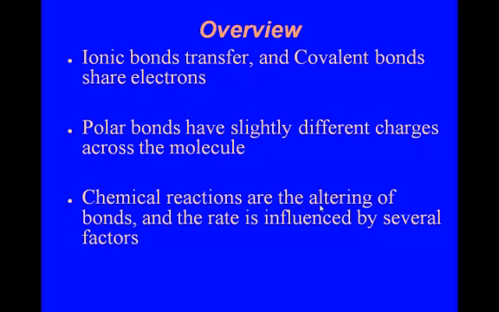Ionic bonds will transfer while covalent bonds share electrons. Your polar bonds have slightly different charges across the molecule because they have the unequal sharing of electrons. Chemical reactions are the altering of bonds, and the rate is influenced by several factors.